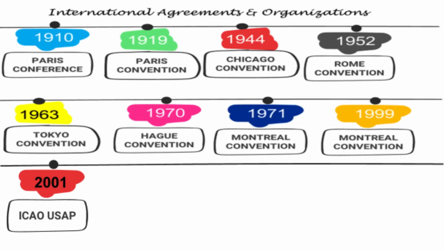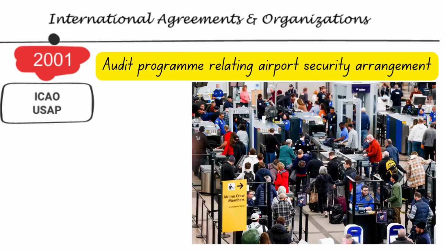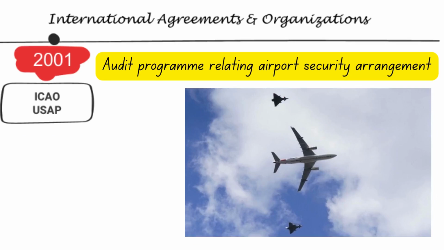ICAO Aviation Security Plan. In response to the 9/11 attacks, ICAO developed and implemented a global aviation security plan to enhance security measures in civil aviation. ICAO Assembly adopted a resolution for a declaration on misuse of civil aircraft as weapons of destruction and other terrorist acts involving civil aviation. This resolution directed the ICAO Council and the Secretary-General to consider the establishment of an audit program relating to airport security arrangements and civil aviation security programs.